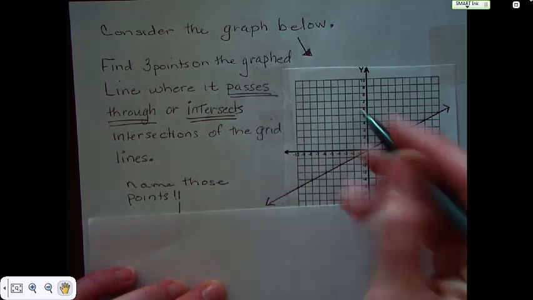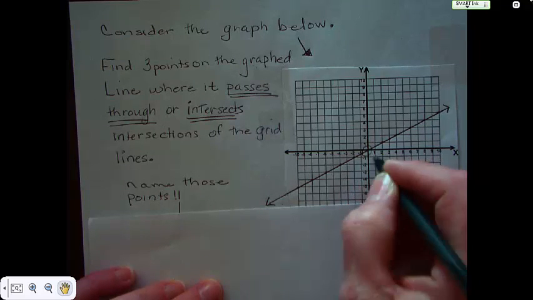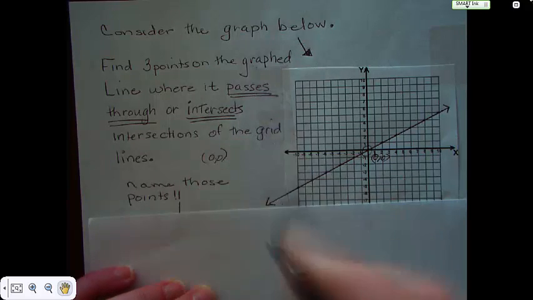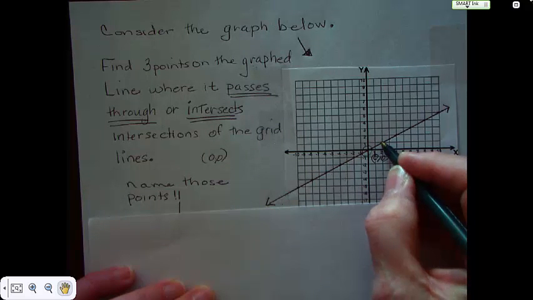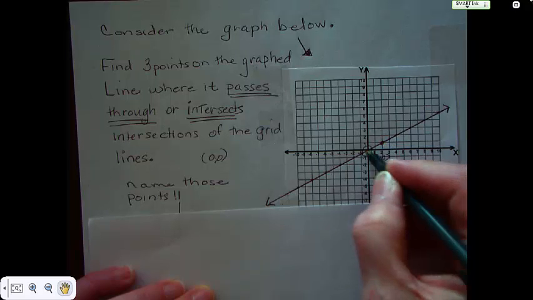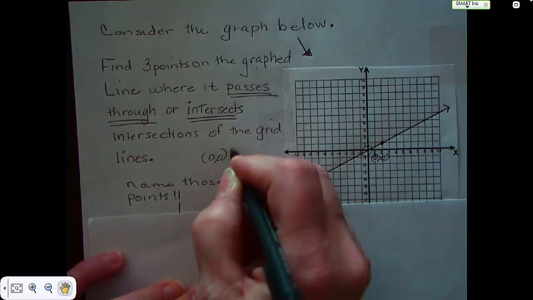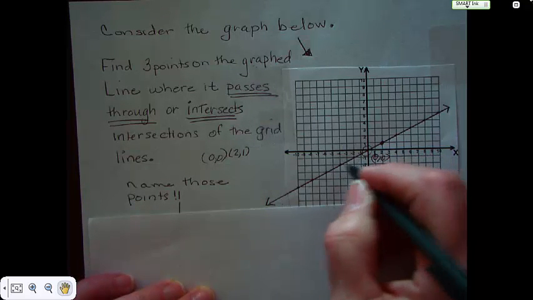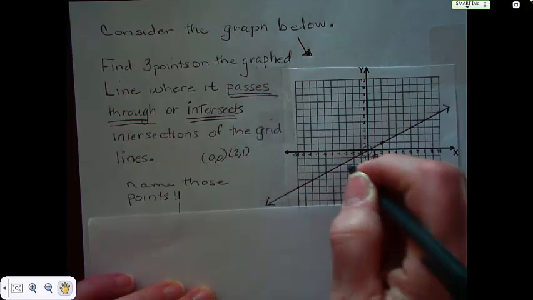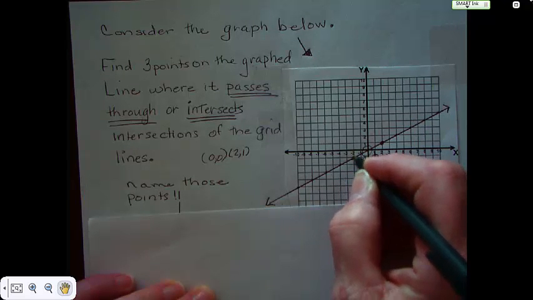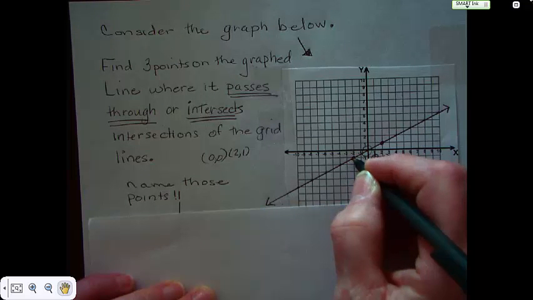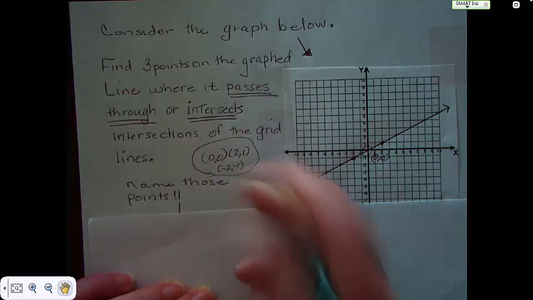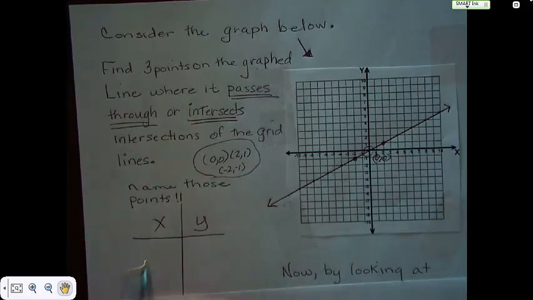Oh my goodness. Okay, well, we know this one right here. We know that's 0, 0. So we'll write 0, 0. Let's see. This intersects at a grid, and that's 2, 1. So we'll write 2, 1. I'm not a big negative person, but I think I will in this case. Negative 2, negative 1. There's 3 points.